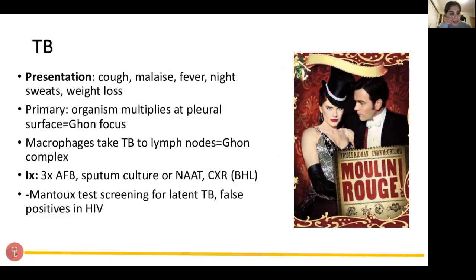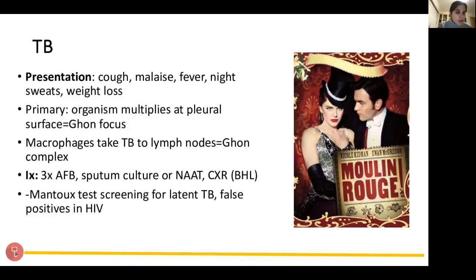So as I've said there in the slides, there's a primary, so the organism, it multiplies at your pleural surface. You get these Ghon foci, and then when you get these build-up of macrophages, they take TB to your lymph nodes, and you get a Ghon complex. I wonder if I'm pronouncing that right. But if you see that word, sometimes when they try and put in a bit of pathophysiology in the question. So if you see the word Ghon, it's probably a mycobacterium like TB.